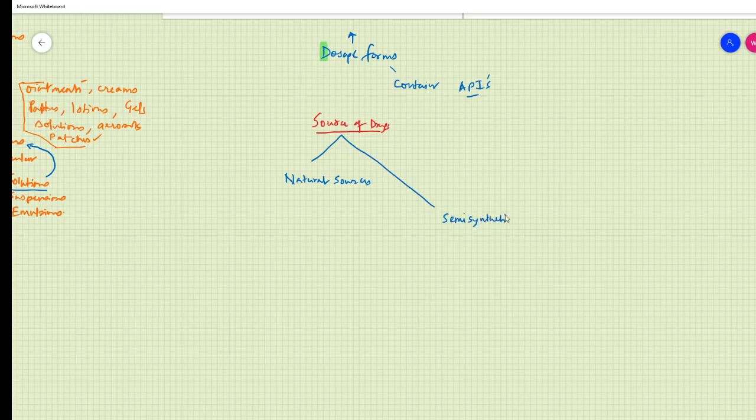Semi-synthetic sources, or purely synthetic. Okay, so there are natural sources of drugs. Some drugs are derived semi-synthetically, and some drugs are purely synthetic in nature.